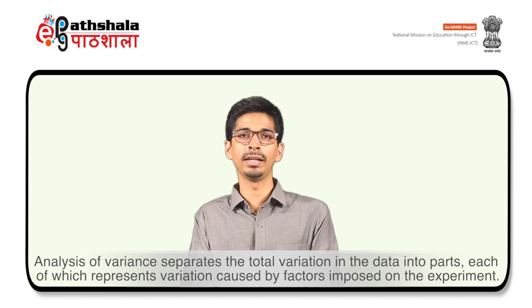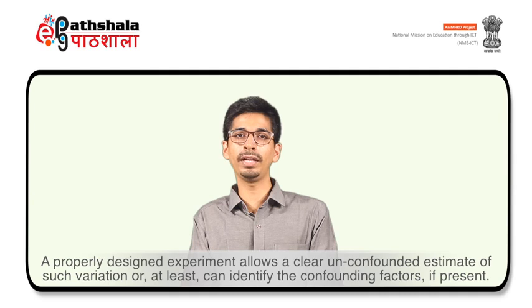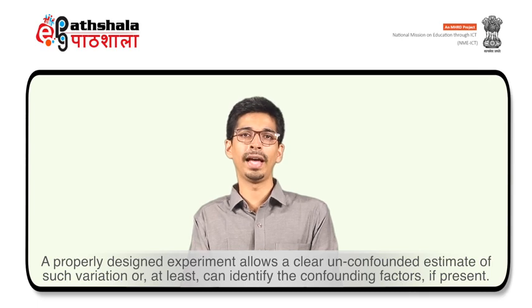Analysis of variance separates the total variation in the data into two parts, each of which represents variation caused by factors imposed on the experiment. A properly designed experiment allows a clear, unconfounded estimate of such variation, or at least can identify the confounding factors if present.